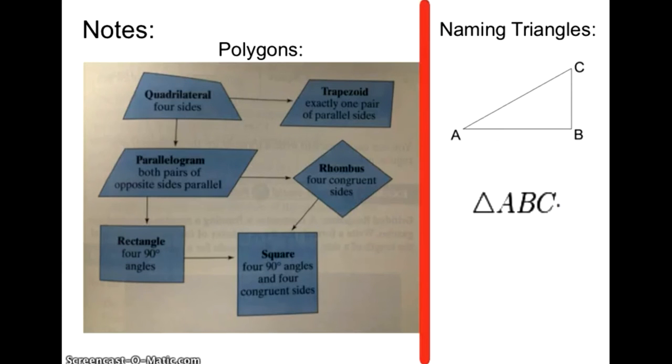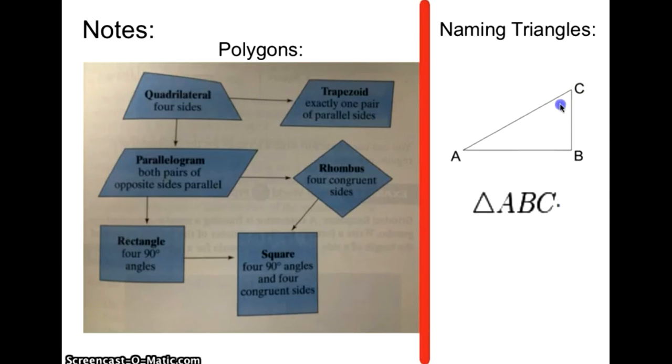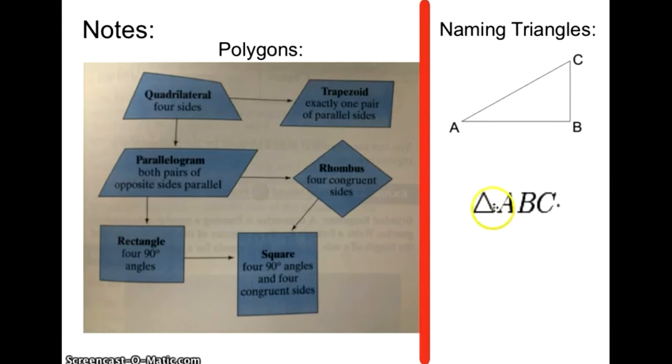You also need to have a little space about naming triangles. This triangle over here is triangle ABC. How we write it is we write a triangle symbol in front of A, B, and C. So it looks like this. This is how we mathematically write naming triangles. Now let's go back to the polygons. All of these shapes are polygons.